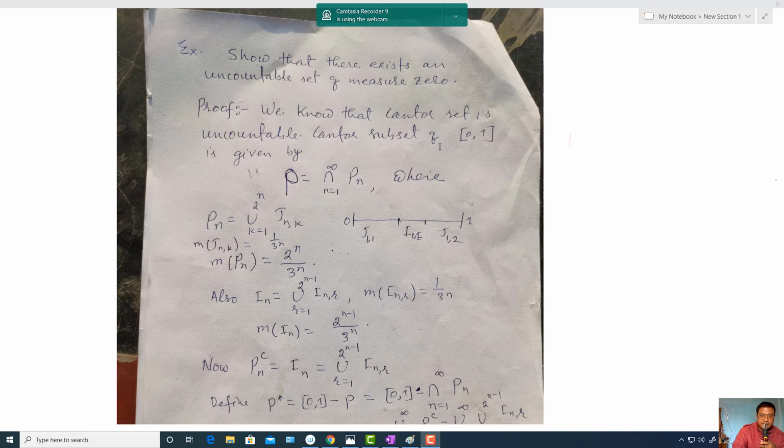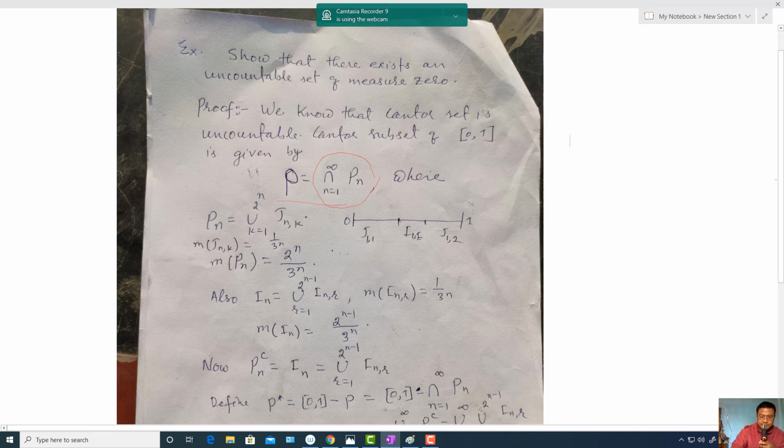The Cantor subset of the closed interval [0, 1] is given as we discussed last time. Let us call P the Cantor set. This is equal to the intersection over n going from 1 to infinity of Pn, where Pn is the union over k running from 1 to 2 to the power n of Jnk. Let us briefly recall how we construct the Cantor set so that you will understand properly.